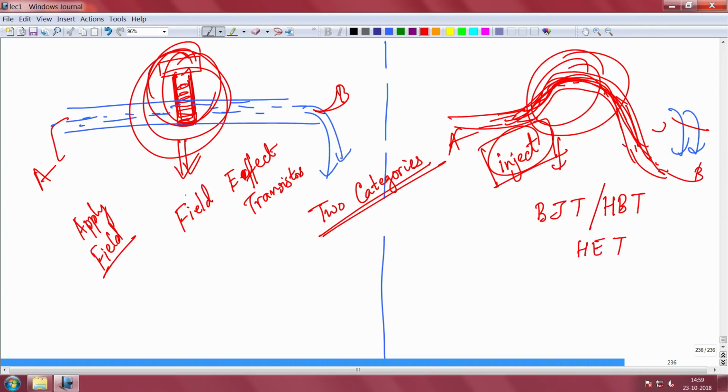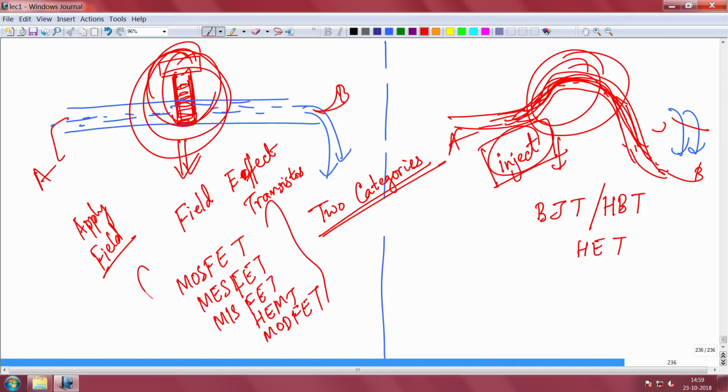And this is the field effect transistor, where you apply a field to turn off the channel. The best example is MOSFET. There could be many others like MESFET, metal semiconductor FET, there could be MISFET, metal insulator FET, there could be HEMT. There are many kinds of transistors. We will come to that later, and these are some of the transistors where you basically use a small current to turn off or on the channel by changing the profile.